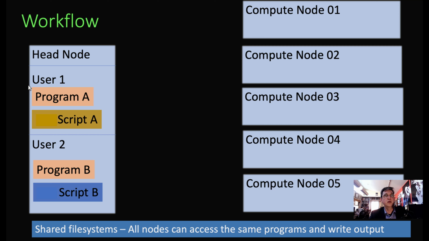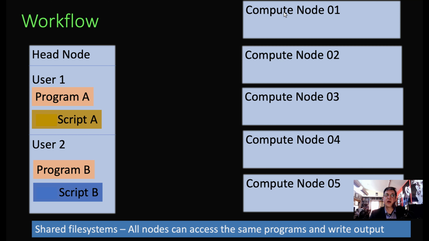So user 1 might want to run program A. User 2 might want to run program B. And they've each written a batch script, script A and script B, that contains the commands to allocate resources with sbatch and to run the program.